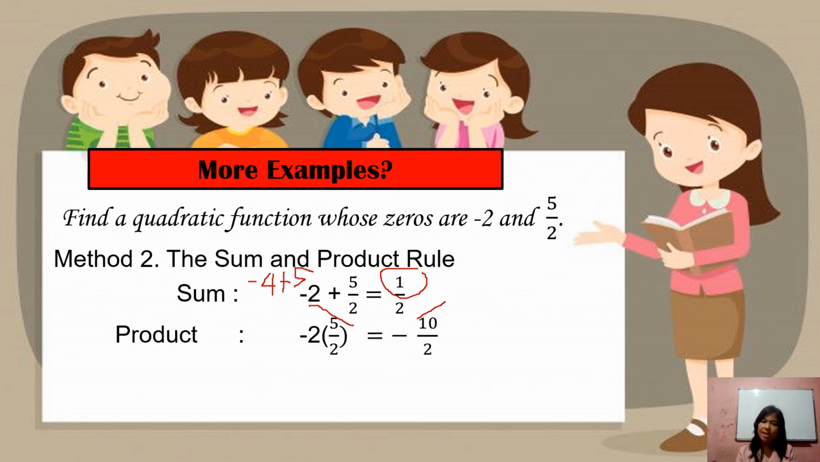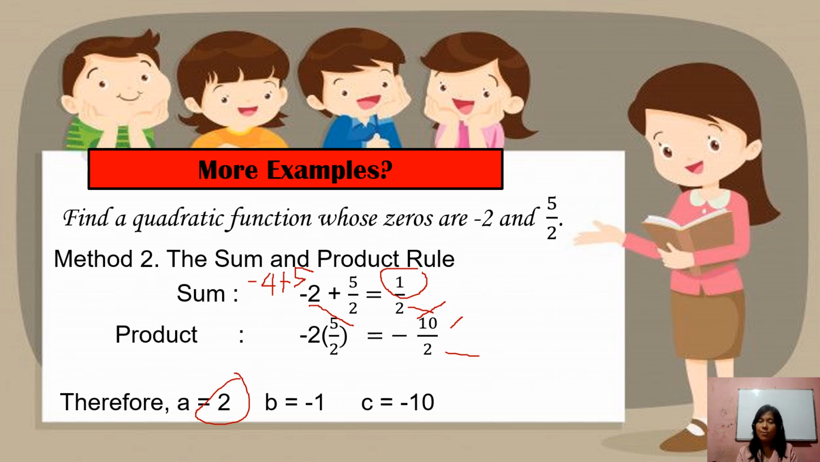Pag mag-multiply ka naman, walang problema. Just multiply numerator by numerator, denominator by denominator. Now, negative 2 times 5 is negative 10. Pwede pa naman siyang ma-divide, pero wag mo na lang i-divide. Bakit ayaw mong i-divide, ma'am? Kasi mahihirapan ka in identifying the values of A, B, and C. Kasi 'di ba alam mo that the sum of the roots is negative B over A, tapos the product of the roots is C over A. So dapat pareho yung A nila sa baba.